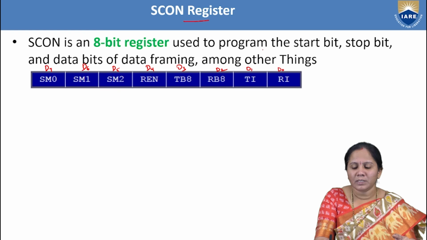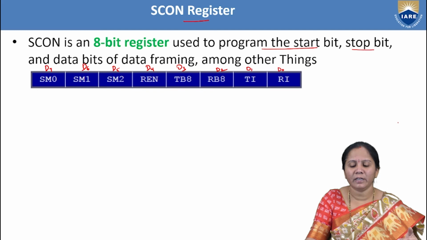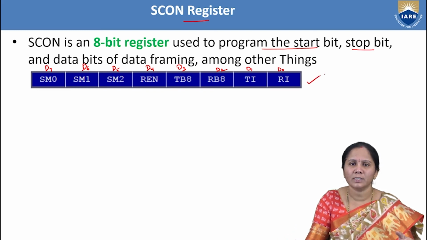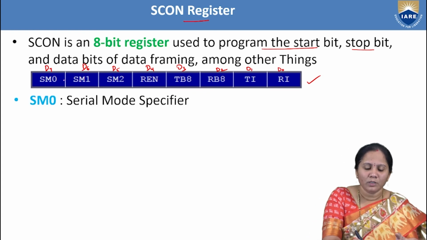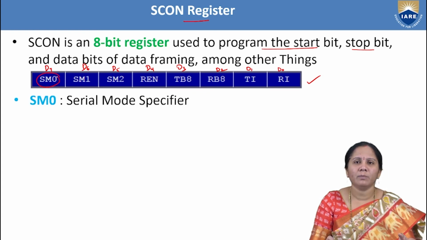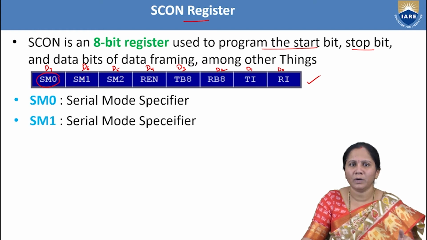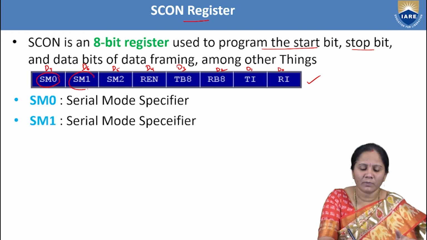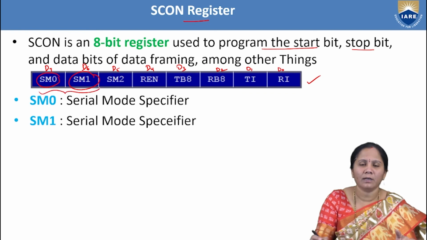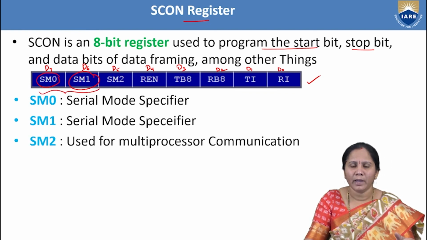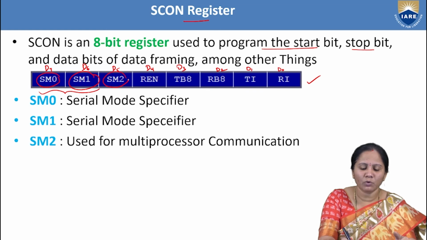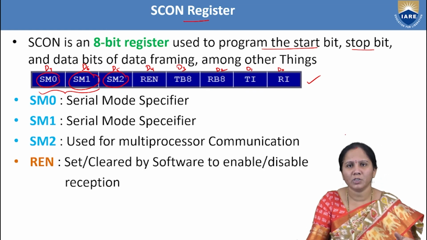So it is an 8-bit register used to program start bit, stop bit, data bits and data framing among other things. So this is the format of the SCON register. Now, what is the main purpose of the SM0 bit? It is used to specify the serial mode, that is whether it has to run in mode 0, mode 1 like that. Another one is SM1. So these 2 bits together say the mode of operation. And SM2 is used for multiprocessor communication.